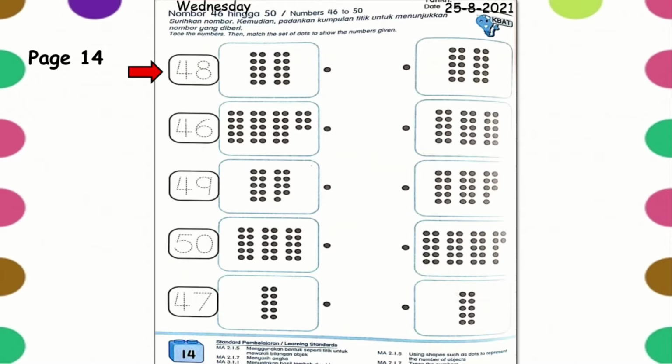48. So first, let's take your pencil and trace the number. Very good. After that, we are going to count the circles. Remember, teacher told you that one group will be 10. For example here, 10, 20. So write down there 20. Make sure you write it small in the space given there. Okay? Very good. So let's move on to the next one.